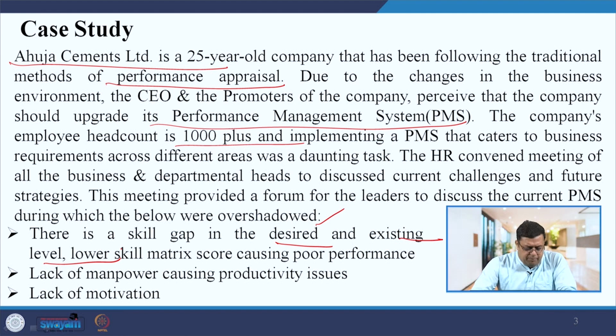Second thing, lack of manpower causing productivity issues. The number of people is less than the requirement. That is what we had discussed, how to identify it. The goal setting exercise, if you remember: how many goals people can set, the average number of goals and how many goals they can achieve, and that focus time. These are the things that you can calculate and then you can tell the management how many more people you require. And the third problem that you find is the lack of motivation. So, these are the three problems that this organization identified.